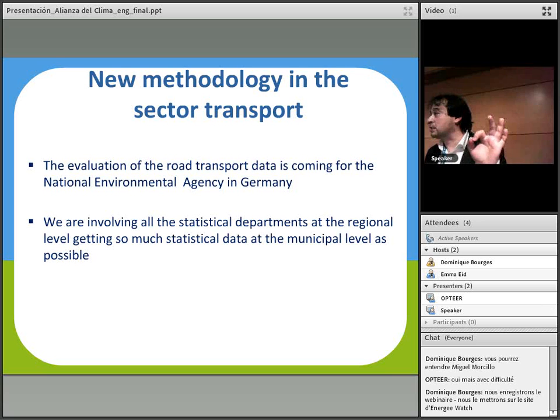This is something new. This approach to try to get and to centralize all the data in one tool, only one system tool, is something new.